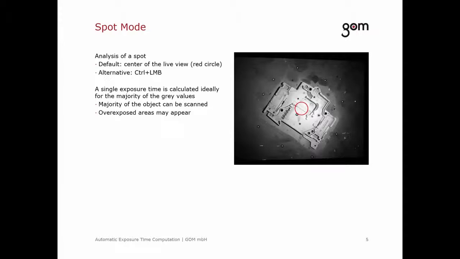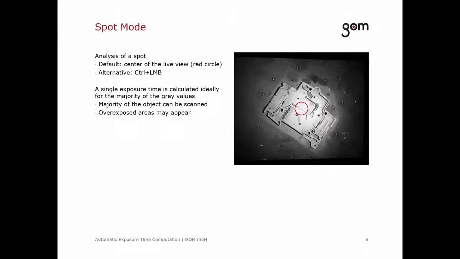Using the spot mode, a small area in the center of the live view is analyzed by default. The size of the spot is 5% of the width of the live view. As an alternative, a user-defined area can be determined by using Ctrl and left mouse button in the live view.